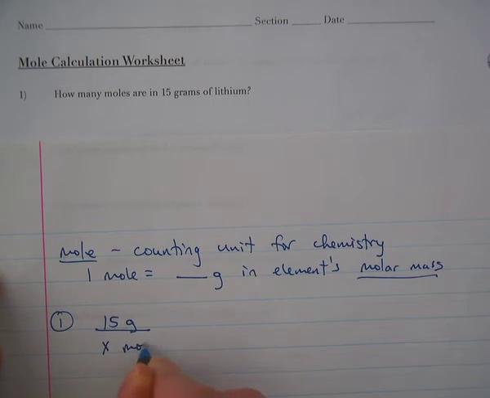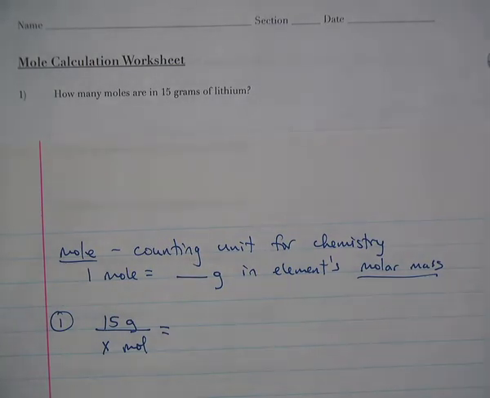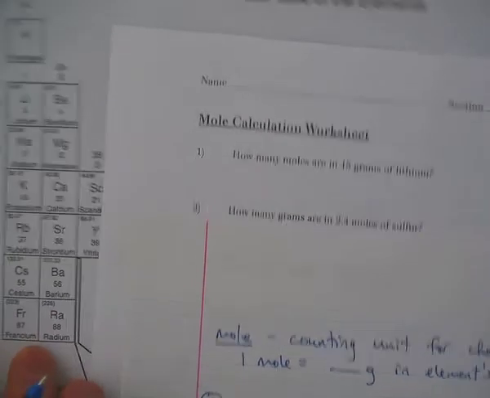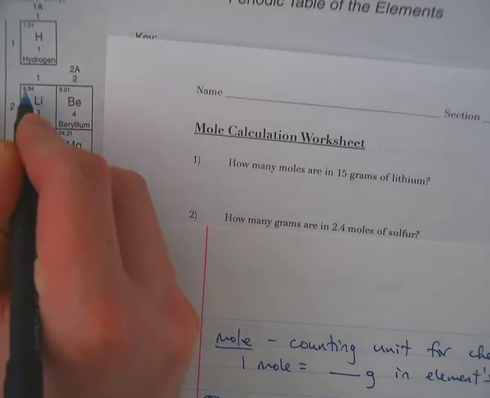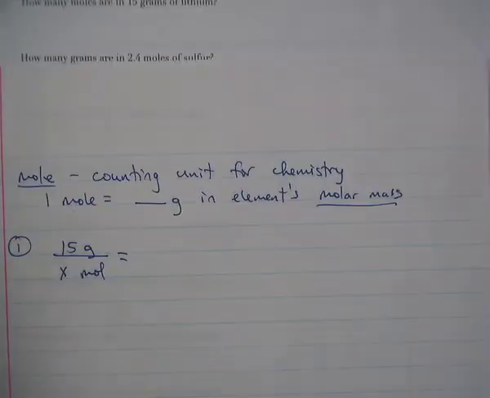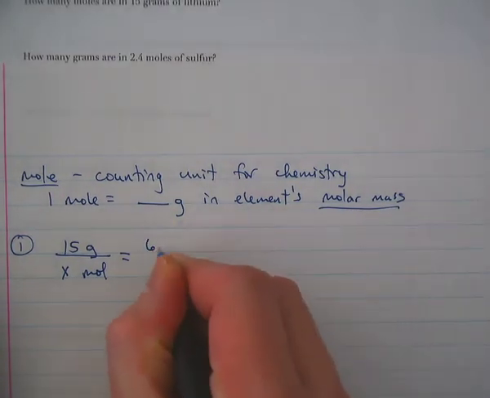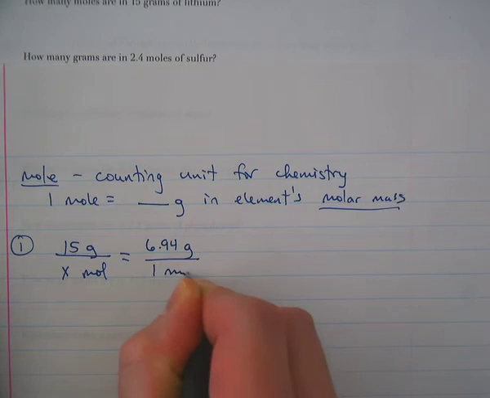So I'm going to label that X number of moles. And we're going to set this up just like a proportion and cross multiply. And I can look up how many grams are in 1 mole by looking on the periodic table. So I'm going to find lithium. And if you look at lithium's mass in the top right corner, it says 6.94. So what that means for lithium is that there are 6.94 grams in 1 mole.